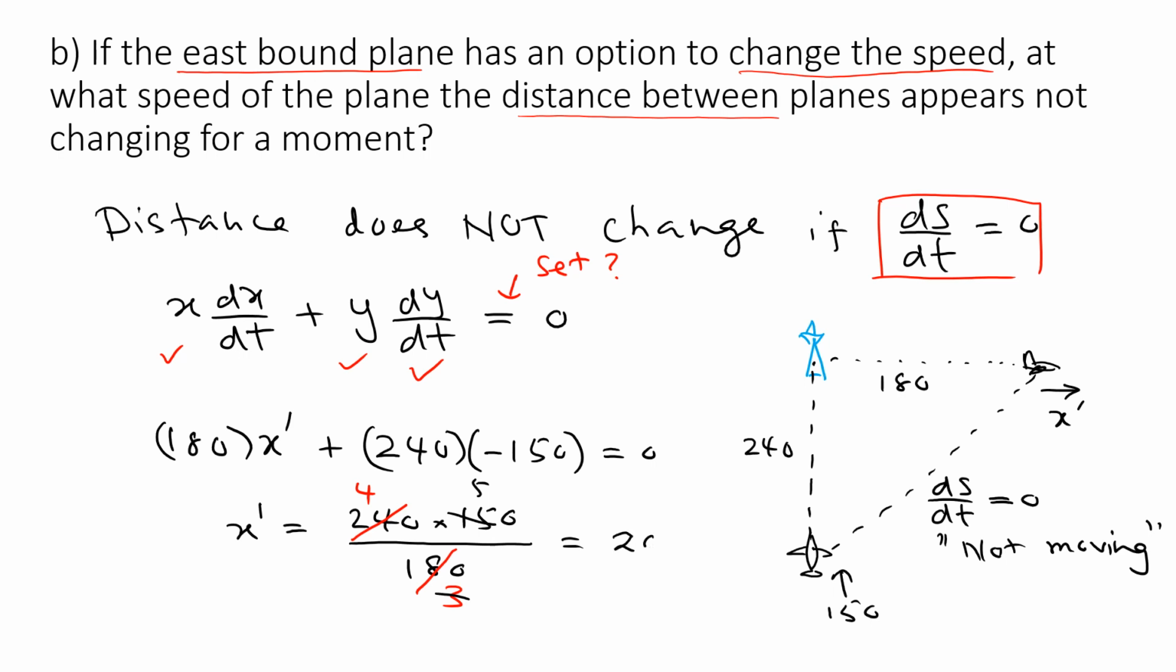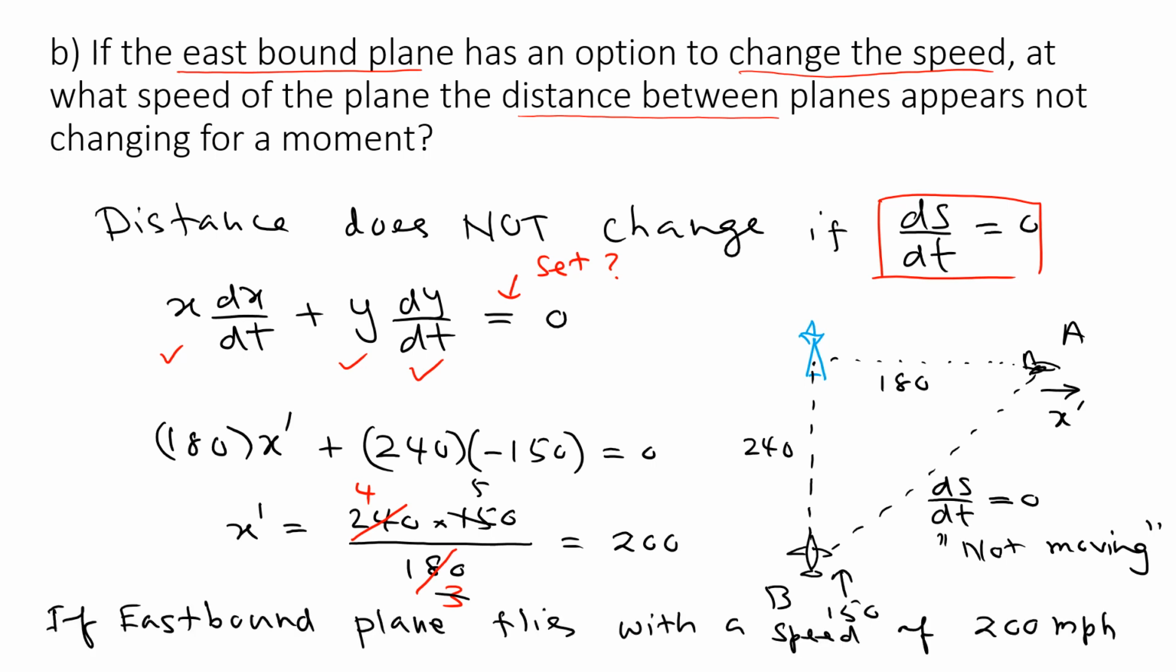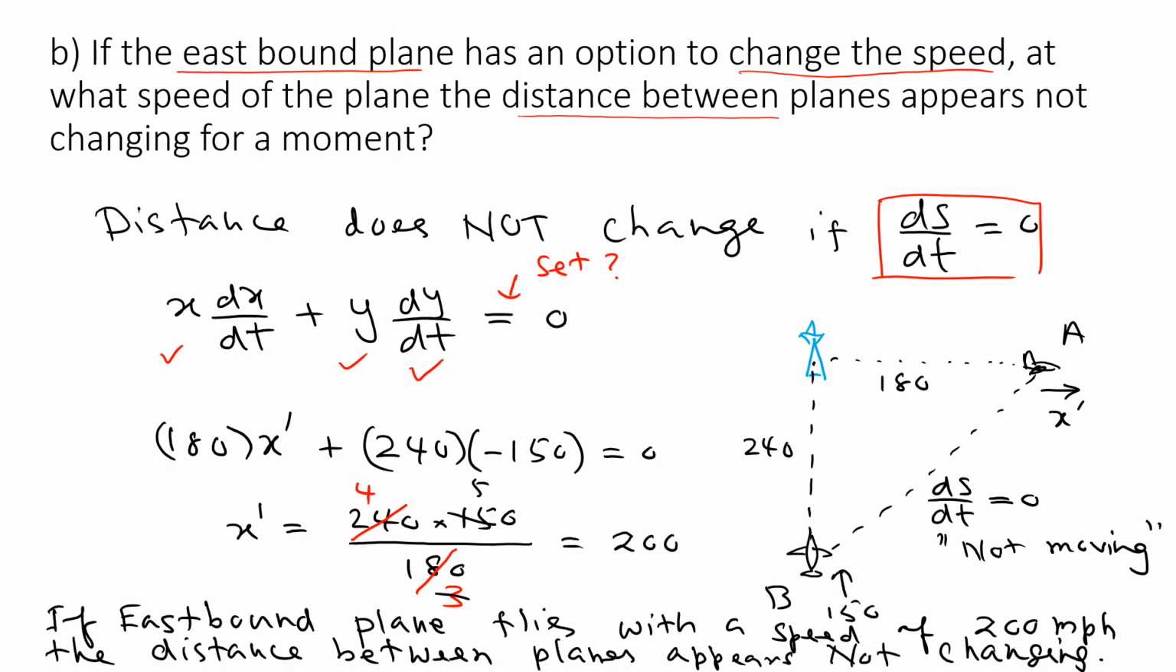So that means if the plane, small plane A, goes with a speed of 200 for a moment, you're going to see the plane B will see that the distance doesn't change. It looks like they don't move relative to each other. Okay, so that's the speed that you're going to get. So if you write in words, you can say if the eastbound plane flies with a speed of 200 miles per hour, the distance between planes appears not changing. Yeah, it's a nice interesting problem. Okay, so let's look at the next one.